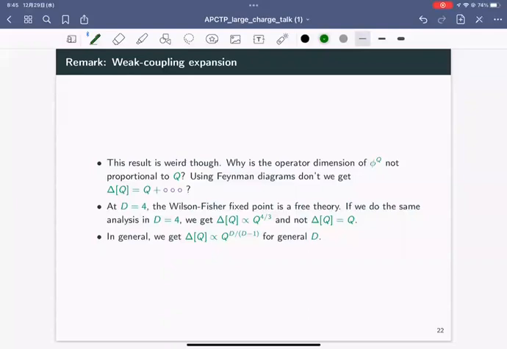Great. So this result is weird though, right? Why is the operator dimension of phi to the q again not proportional to q? If you use Feynman diagrams, we get q plus corrections. In particular, at epsilon equals 4, the Wilson-Fisher fixed point is a free theory. So if we do the same effective field theory analysis in d equals 4, we would have gotten q to the 4/3, because it's the semi-classical result. Meaning Hamiltonian density, energy density, it's just dimensional analysis, proportional to charge density to the three halves. That's for d equals 3. So in d equals 4, you would have gotten this, and not delta q equal to q. So there's something I'm lying about when I said we use effective field theory. So in general, it's d over d minus one for general d.